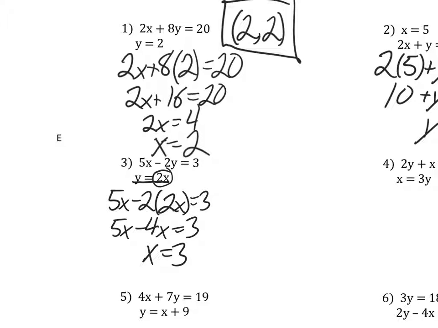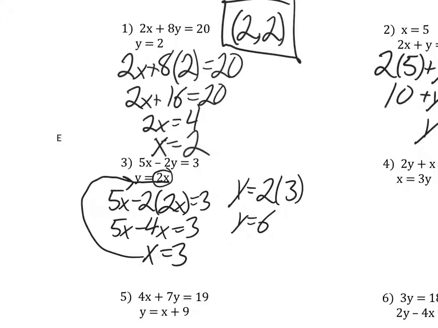So we found our first part. Now, I still need to know what y is. So what I'm going to do is take this answer and plug it back into this equation here. So I'm going to write y equals 2, instead of x, we're saying it's 3. So y equals 6. So my final answer is (3, 6).